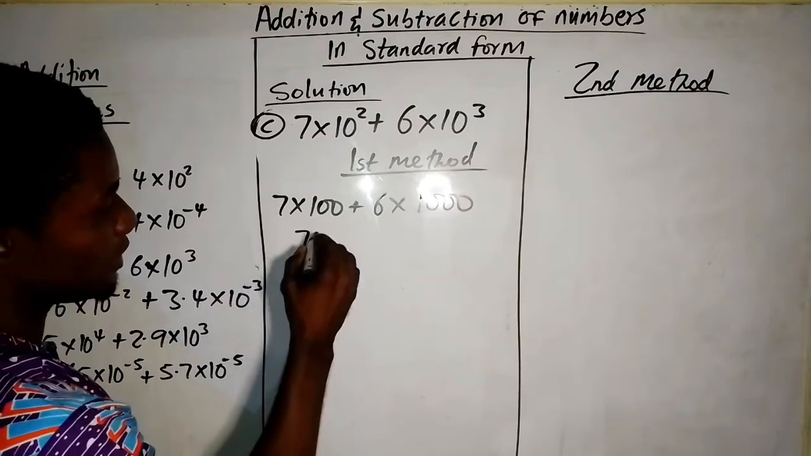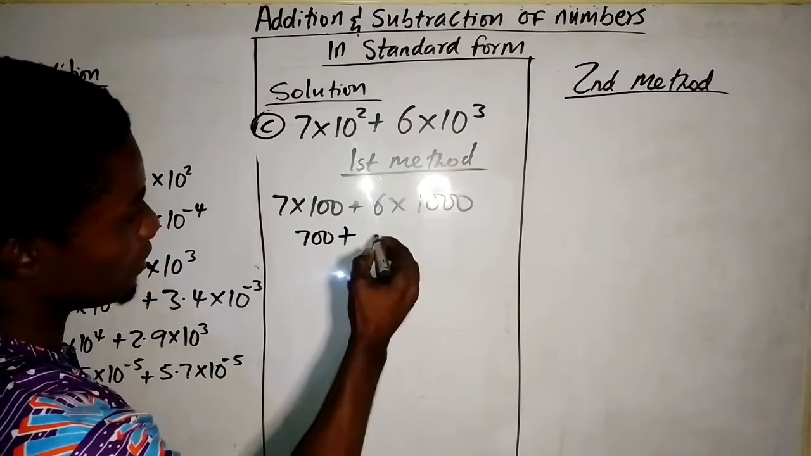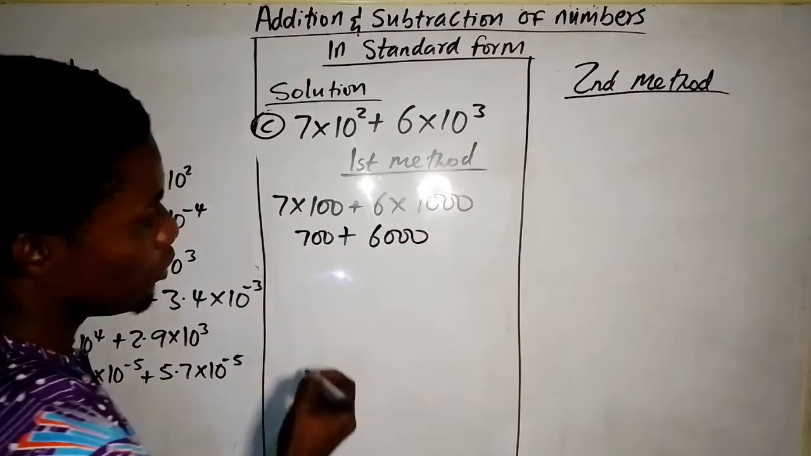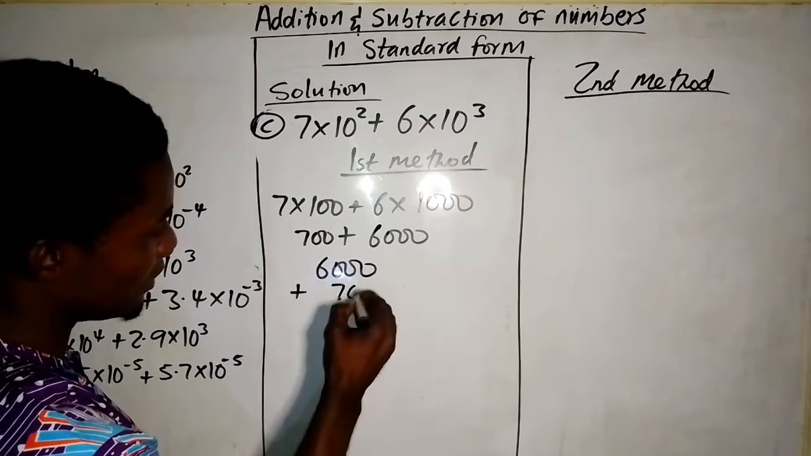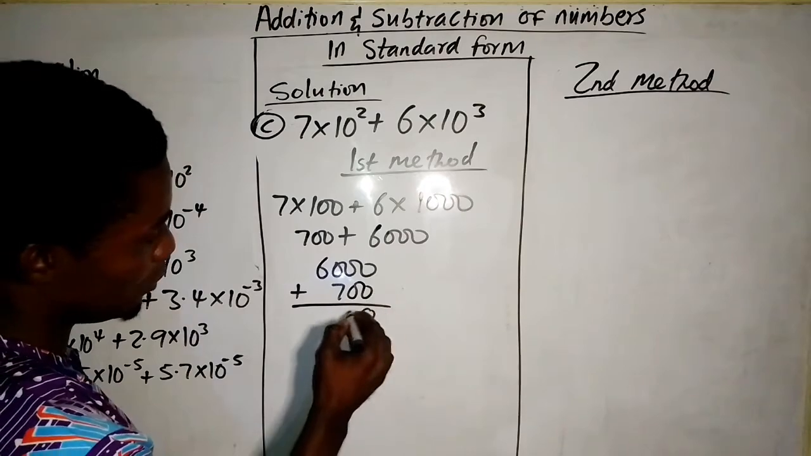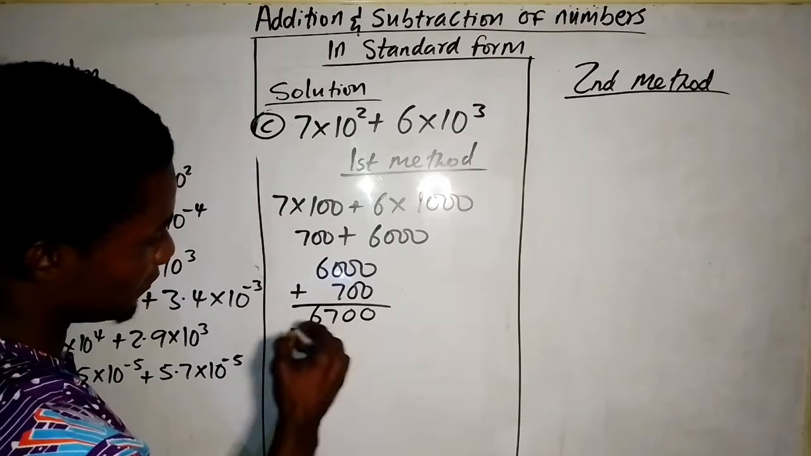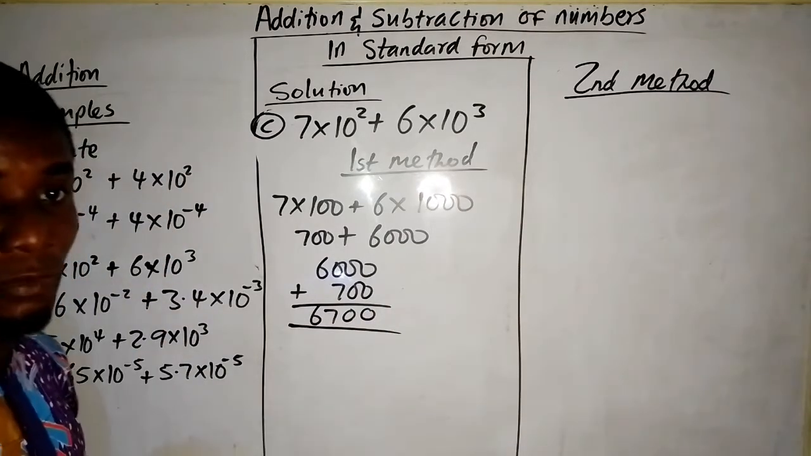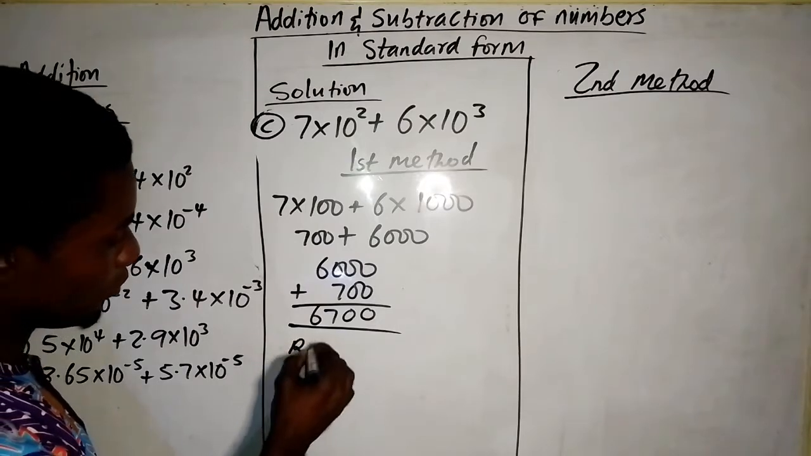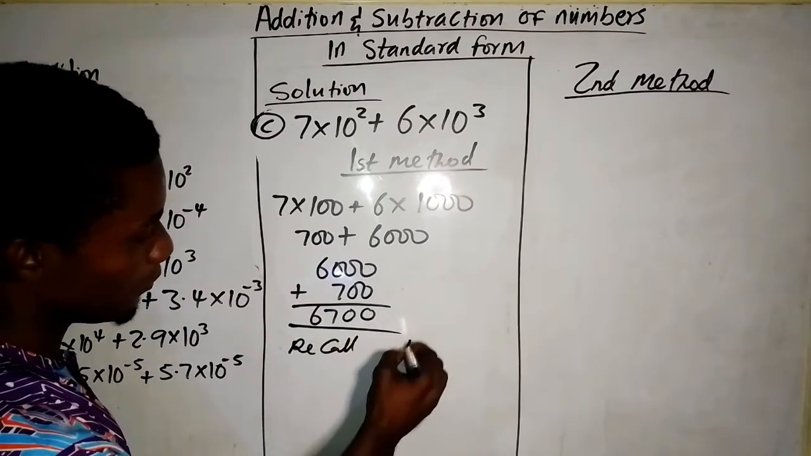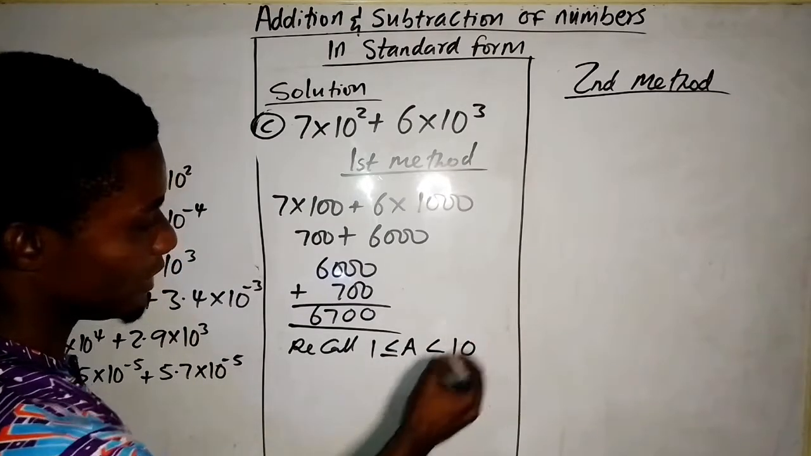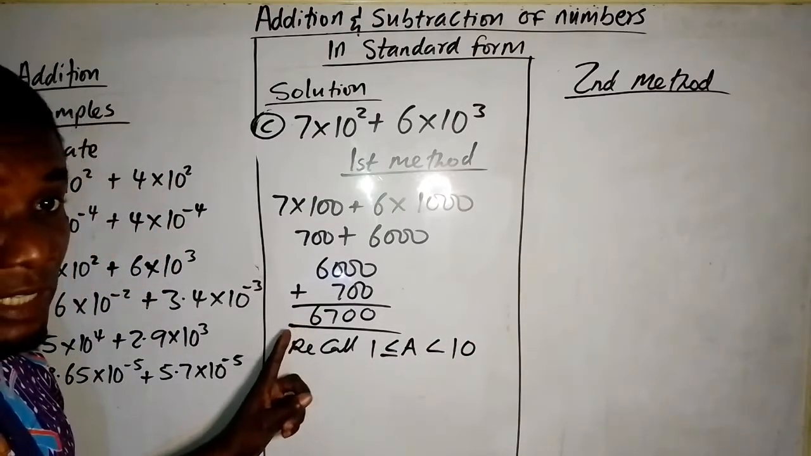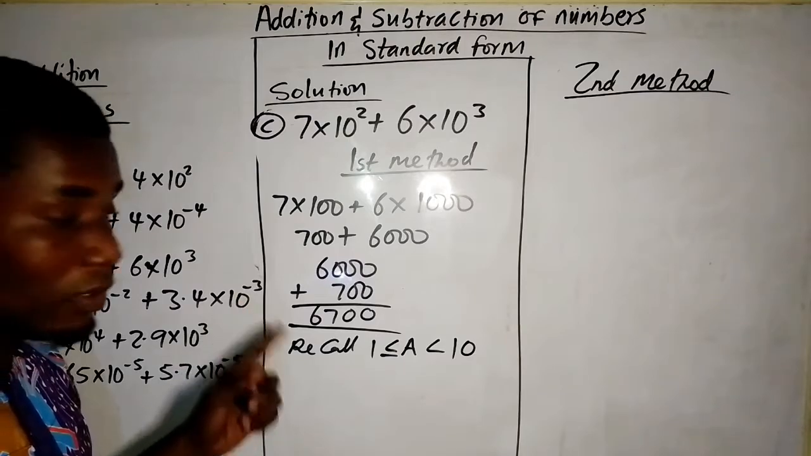7 times 100 is 700 plus 6 times 1000 is 6,000. So we add up the numbers, so we have 6,000 plus 700. This is 6700. You can see that this number is not in standard form. So recall that your coefficient should be greater than or equal to 1 and less than 10. That is, our first digit here should be greater than or equal to 1 and less than 10.